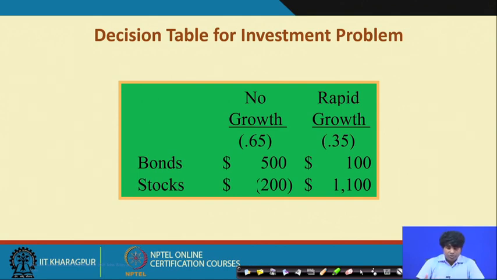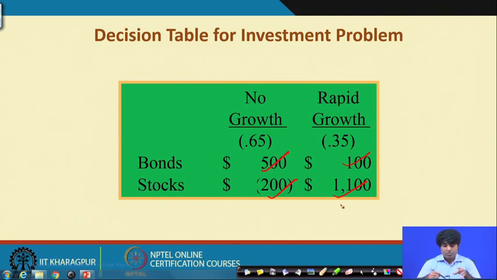Now we can connect this with another example. Here we have 2 different financial instruments, bonds and stocks, and 2 different situations, no growth and rapid growth. In the no growth situation, we assign the probability 0.65, and in the case of rapid growth, we put the probability of 0.35. Corresponding to 2 different financial instruments and 2 different situations, by default we have 4 different outcomes: 500, 200, 100 and 1100.